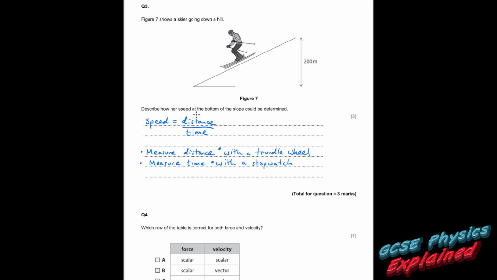Now they are saying measure it at the bottom, so you could say put a marker here and put a marker there. So that's your first marker, and that's your second marker. And you could say start your stopwatch when the skier hits the first marker and stop the stopwatch when the skier hits the second marker.